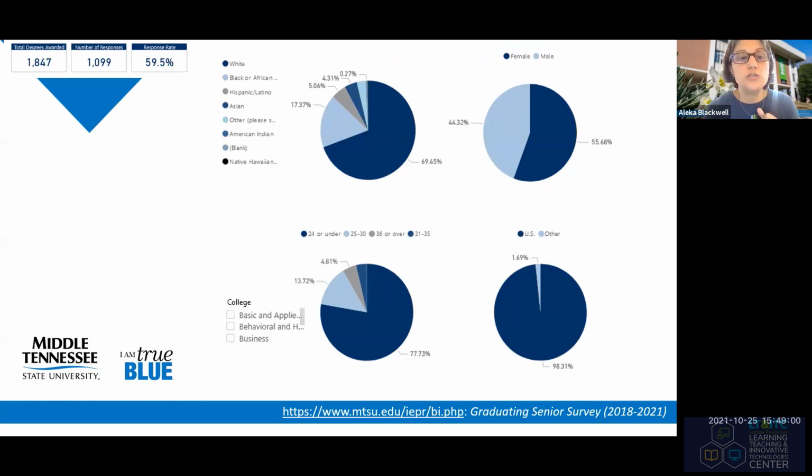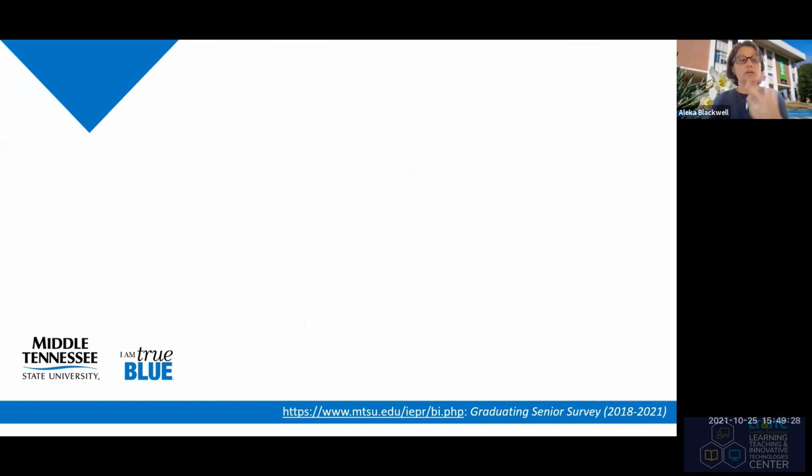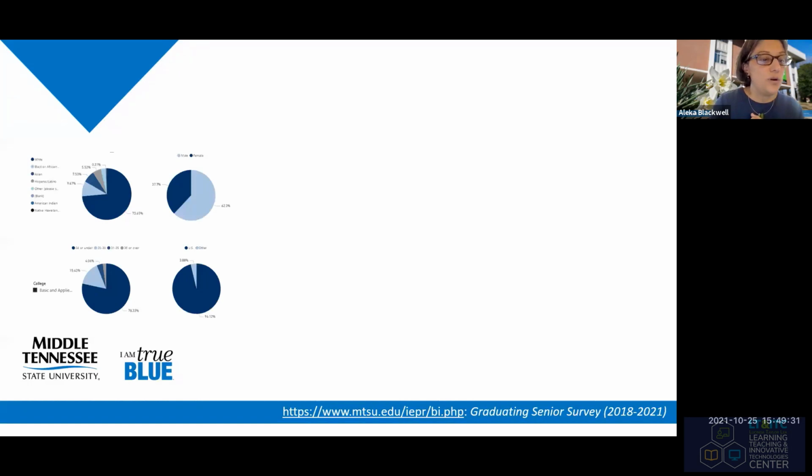So I pulled out just charts on the race that students identified as. Then from what I can tell, their choice for gender was female and male. And then their age brackets were 24 and under, 25 to 30, 31 to 35, and 36 or over. And then whether they're US students or foreign students. And this is a picture of what those 1,000 students across all colleges identified as being part of their identity.